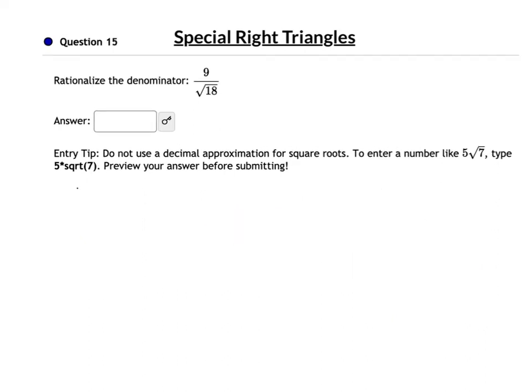Again, we have one with a perfect square in the denominator. The largest perfect square in 18 is 9. It's 9 times 2. I can take the square root of 9. It's 3. So this is 9 over 3 root 2.